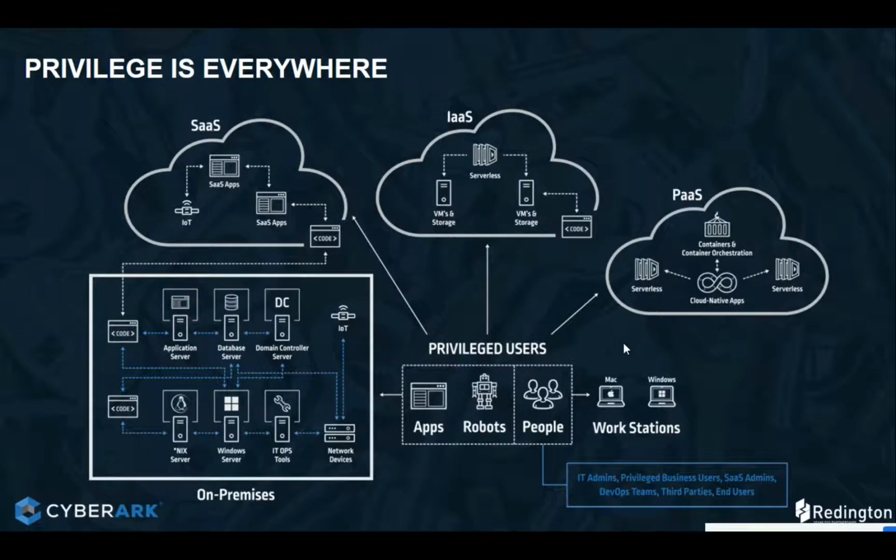Privileges are everywhere. There are multiple parts of an organization. We have our critical servers residing on-premises. The cloud has become very popular, so we have a lot of applications that we access using software as a service. We also have infrastructure as a service, and of course platform as a service, very popular with serverless or DevOps kinds of environments. This is all normally accessed by privileged users, so administrators access all these critical devices.